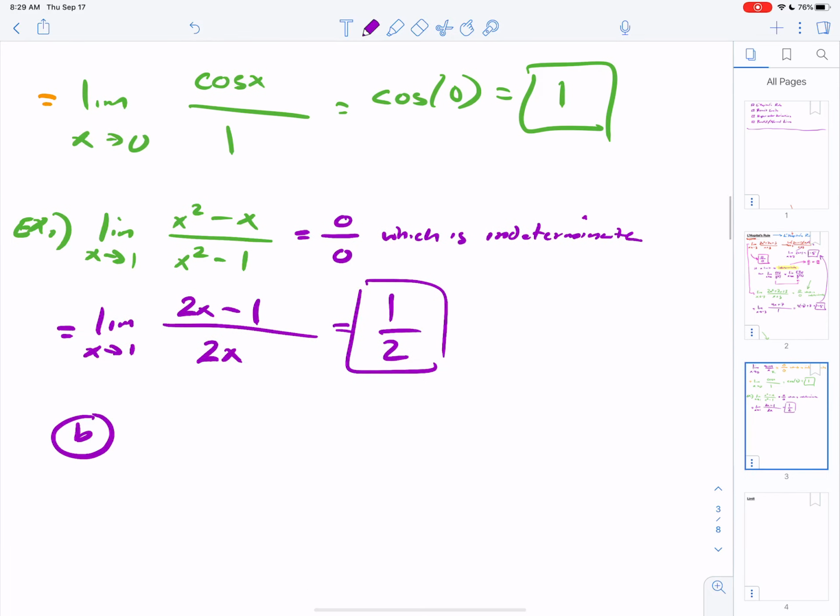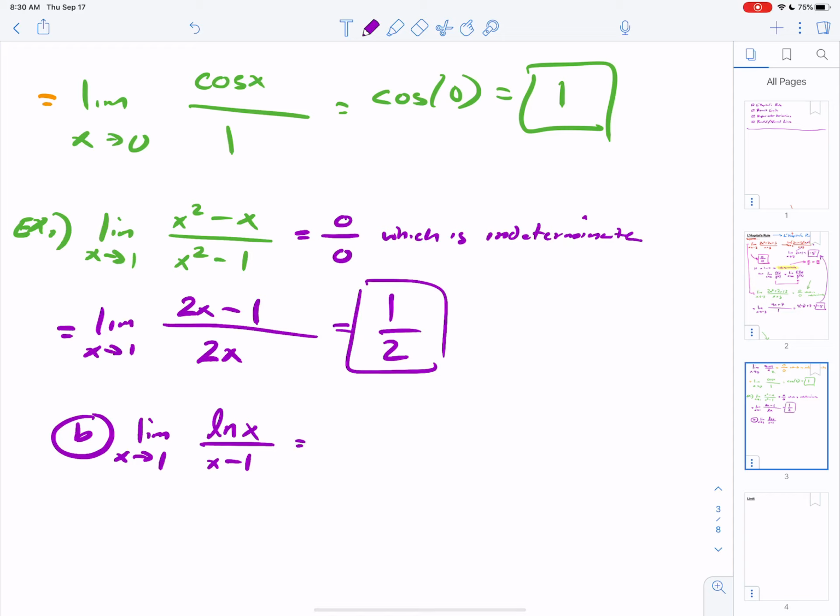Here's part B. The limit of the natural log of x, I should curve that L because there's always a student that says, Mr. Lee, what's ln? The natural log of x over x minus 1 as x approaches 1. Okay, go ahead and try this one out here, and press play when you're ready. All right.